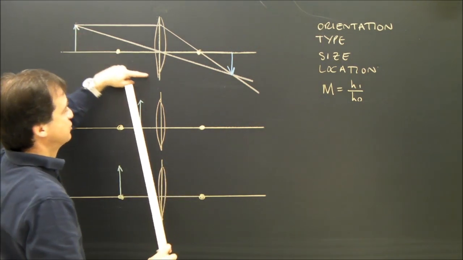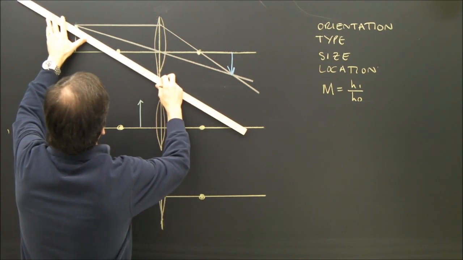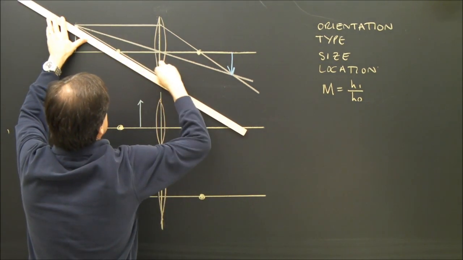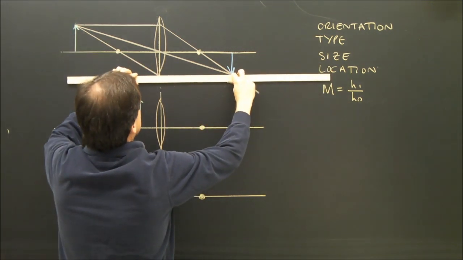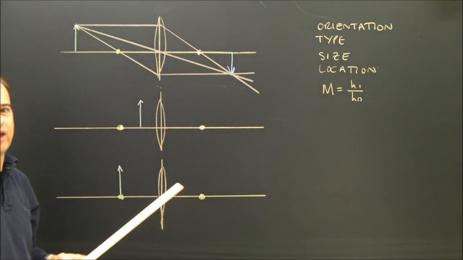I'm going to do the third ray just to confirm it. The focal ray goes through the secondary focus. When it hits the lens, it goes parallel. So it's through the secondary focus, hits the lens, and goes parallel. So I've located my image.